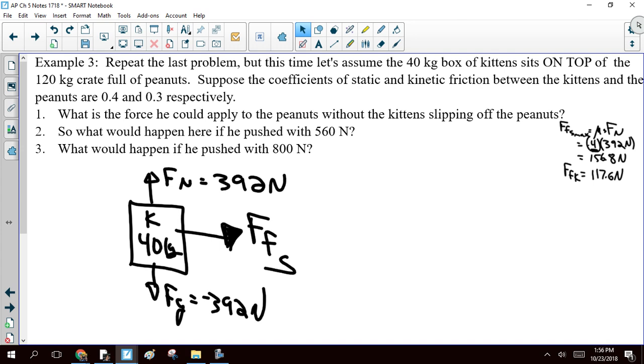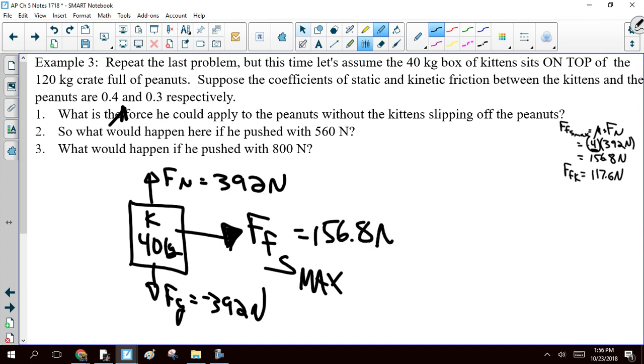All right, so the question is, what's the maximum, again, remember this was supposed to say maximum force that Roy can apply to the peanuts without them slipping. So maximum force would produce maximum acceleration. Maximum acceleration of the kittens would be applied by the maximum static friction, which is 156.8 newtons.